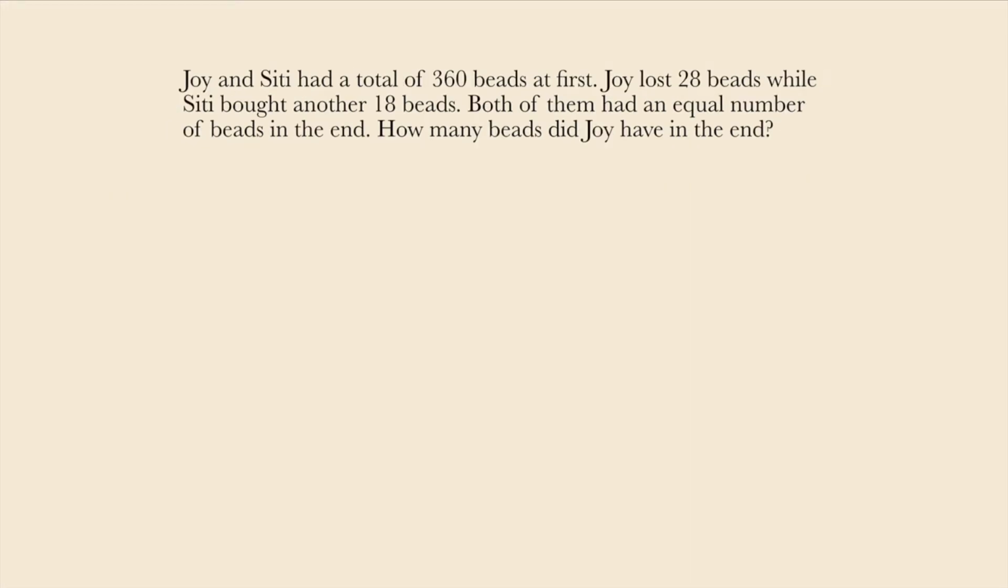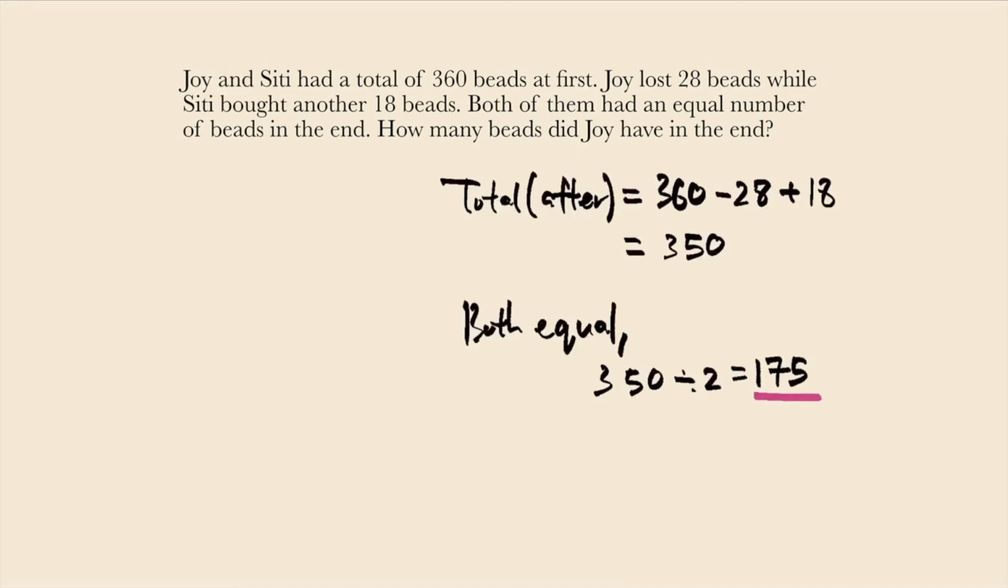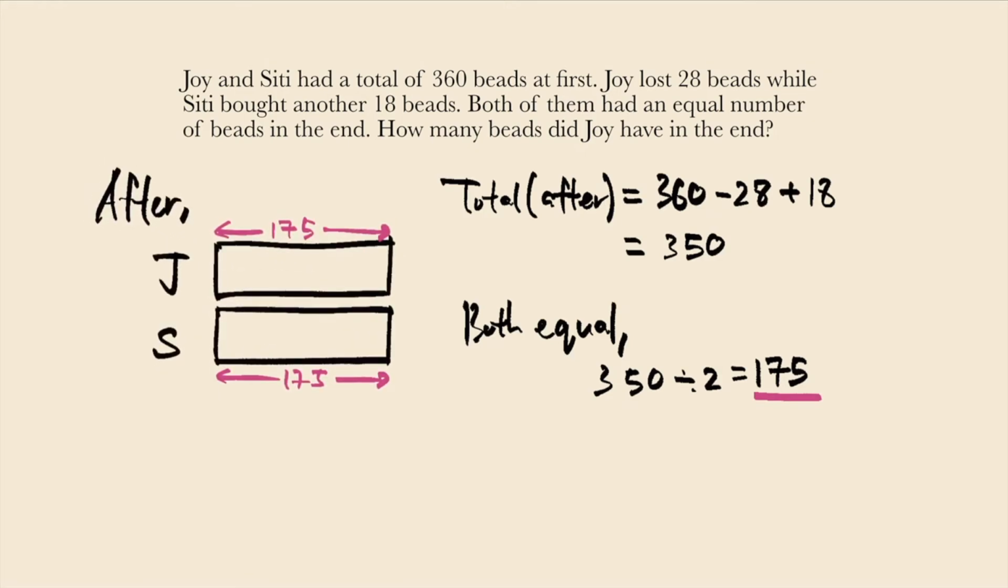Joy and City total 360. We don't know how many each individual had at first. So after Joy lost 28, while City bought 18, both of them had an equal number. So let's show that the total was no longer 360, right? So Joy lost 28, let's have that, and City gained another 18. The total became 350.